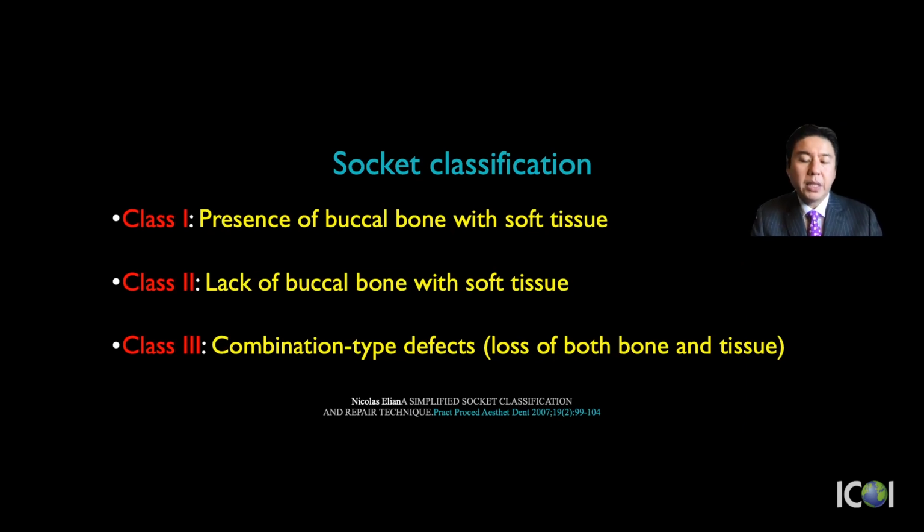My mentor, Nicholas Allen, and the NYU group made a socket classification in 2007. Class 1 means presence of buccal bone with the soft tissue. Class 2 is the lack of buccal bone with the soft tissue. And class 3, combination type defects, means no bone and no soft tissue.